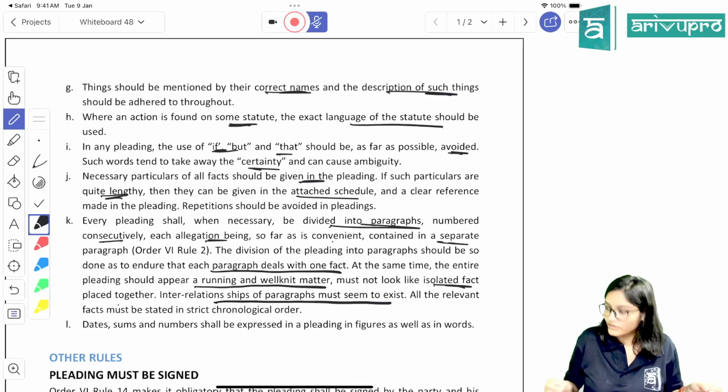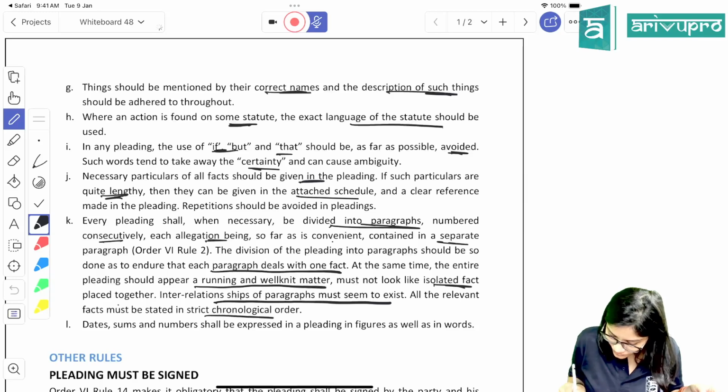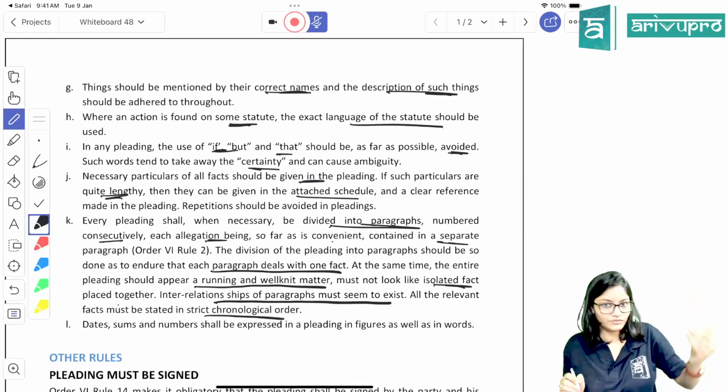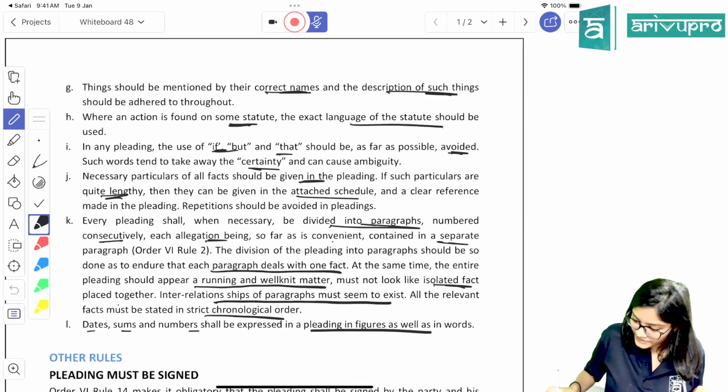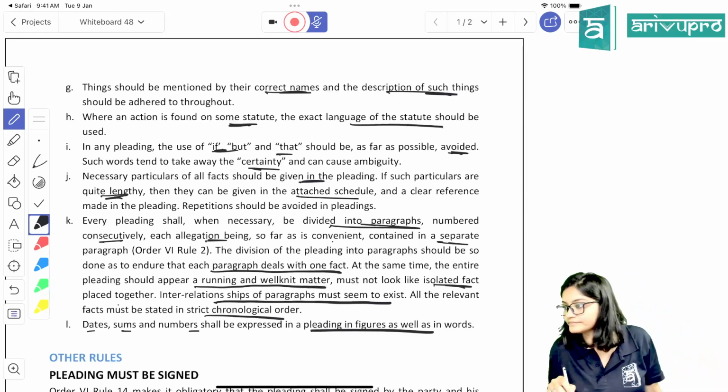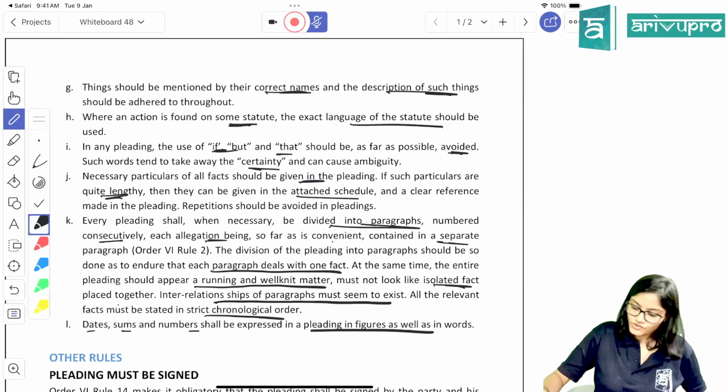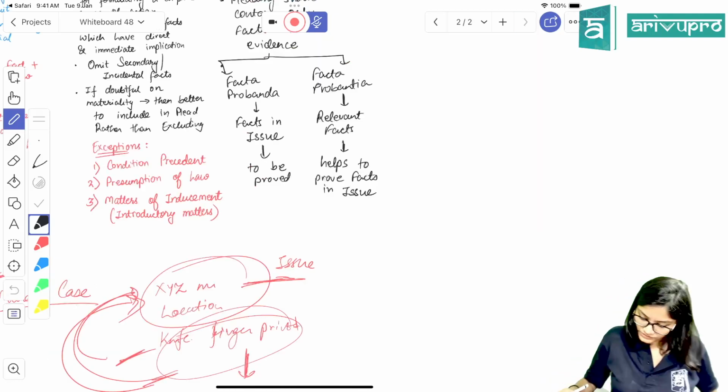All the relevant facts must be stated in strict chronological order. What happened according to that, you will mention. Then dates, sums, numbers shall be expressed in the pleading in figures as well as in words. Done? So that is your rule number 4.